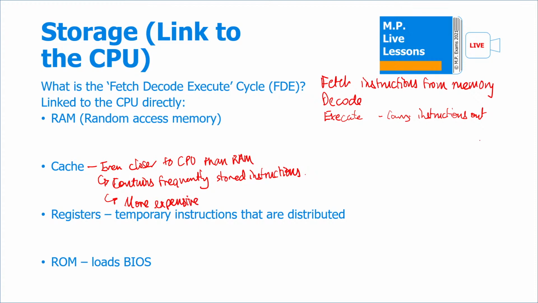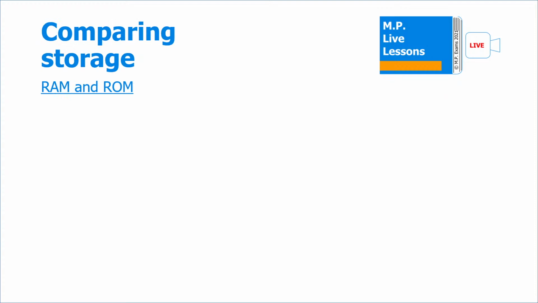Now, registers are similar to cache, and they're even faster as well. And these are temporary instructions that are distributed, so registers will often receive other instructions from other places and keep them and then release them to the RAM or the CPU. Whereas the ROM loads the BIOS, and this is going to be compared in the next slide. Now, RAM and ROM.